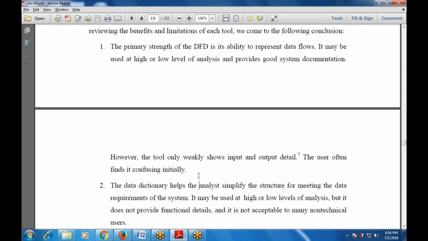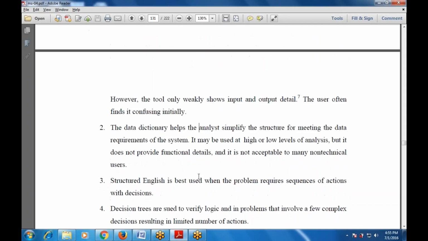And then the data dictionary helps the analyst. If the data dictionary is available, it helps the analyst simplify the structure for meeting the data requirements. It may be used at either a higher or a lower level of analysis, but it does not provide functional details and it is not acceptable to many technical users.